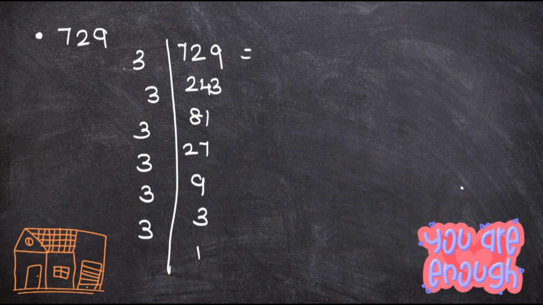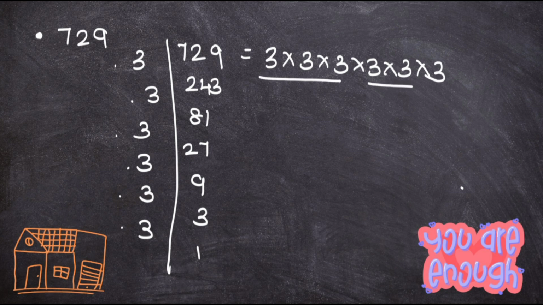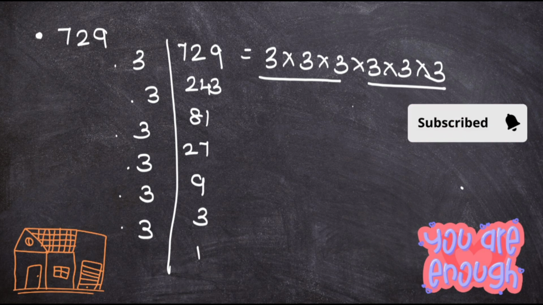Let's check how many times 3 is there: 1, 2, 3, 4, 5, 6. Now here, since it's a cube root, I'll make groups of 3 numbers. This is the only difference between square root and cube root by prime factorization.